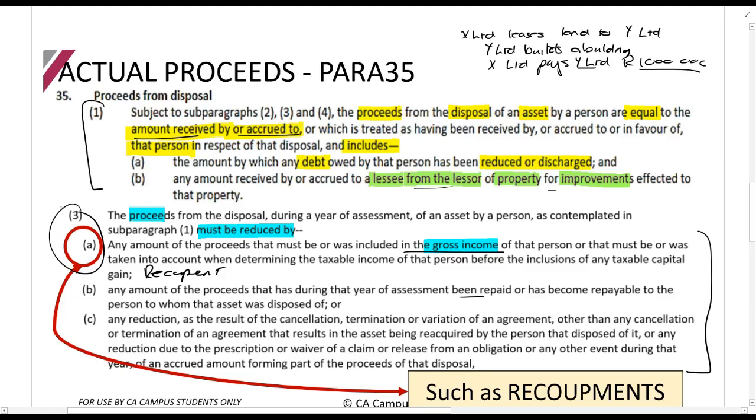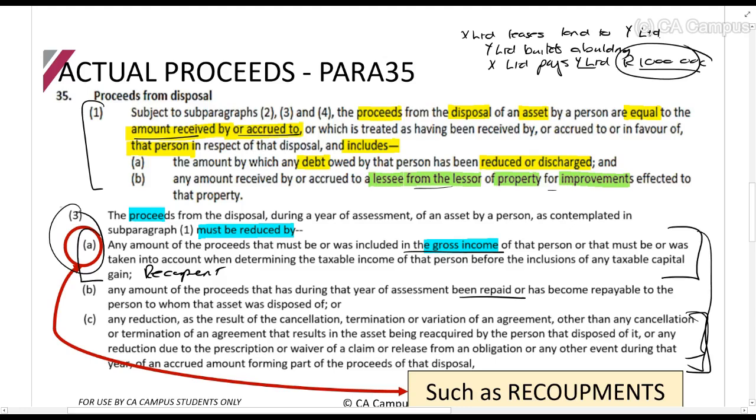Then any amount that has been repaid. So the person pays you 1 million, but then something happens and you have to repay 100,000 rands. So 100,000 will be deducted from that. Right, and the last one is that when there's an asset that has been reacquired, that also gets taken into account there. Guys, not very common, you'll see a different section on this.